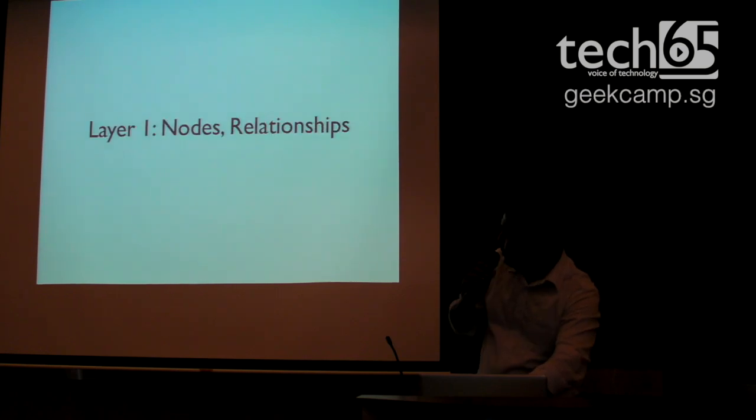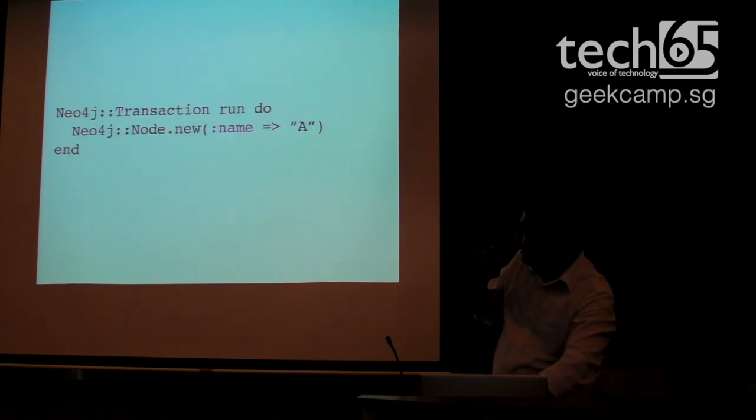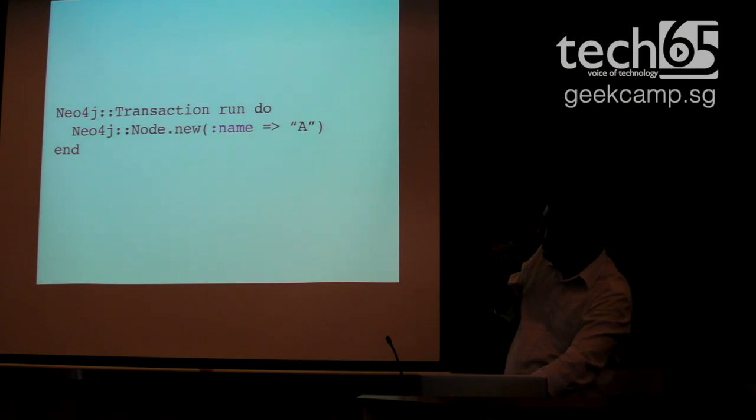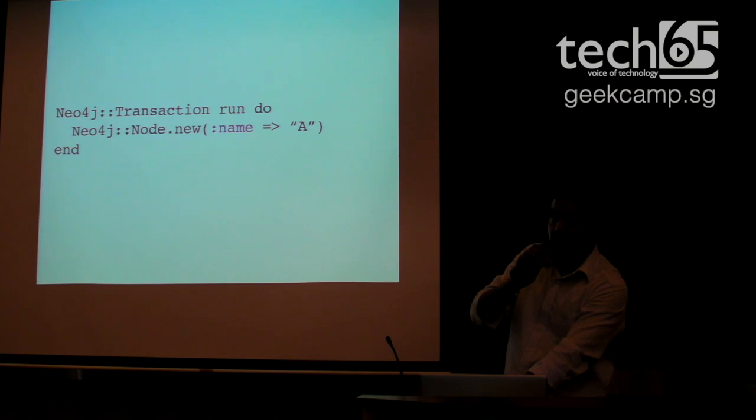Okay, I'm going to skip through some of this. That's basically how you create a new node if you're using the level 1 API. You open up a transaction. Every single thing that you do through the database to make a modification needs to be in a transaction.